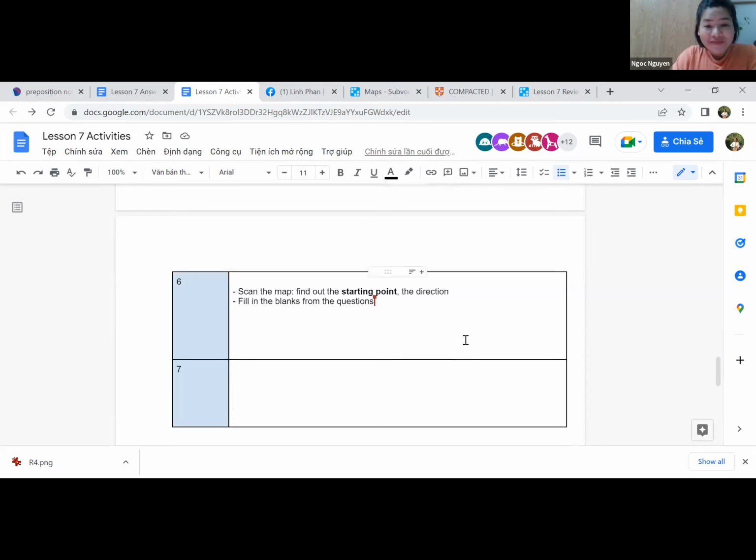Group number 6, starting point. Literally.